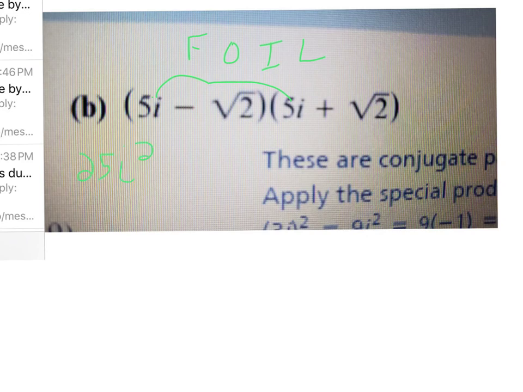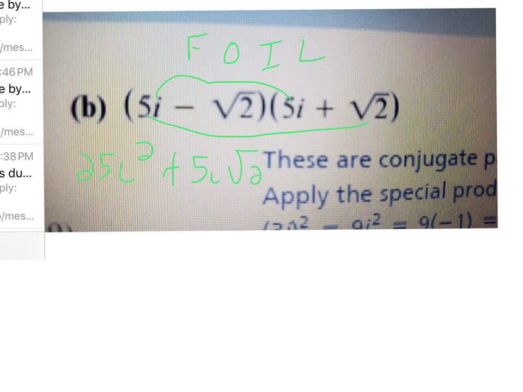squared. Multiply 5 times 5 and i times i. If you multiply 5 times 5 and i times i, that's 25i squared. If we multiply the outer terms, and I put the radical last, that'll be 5i square root of 2. So multiply outer terms, that'll be plus 5i square root of 2.